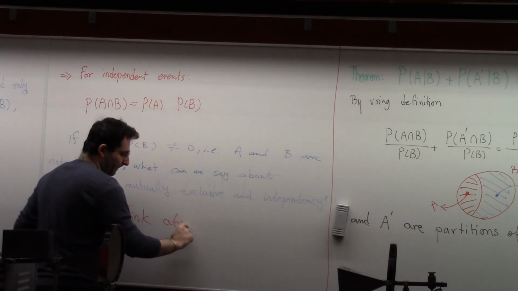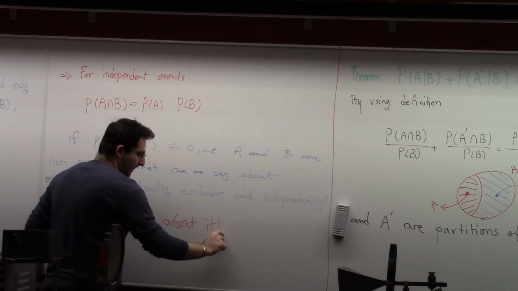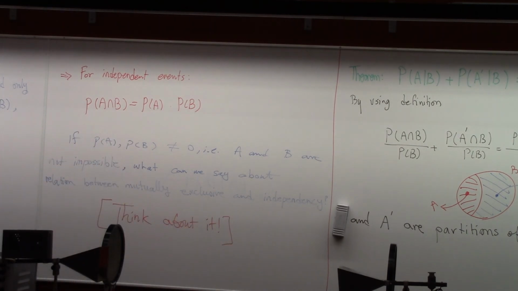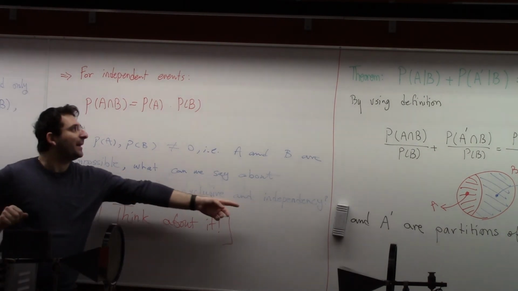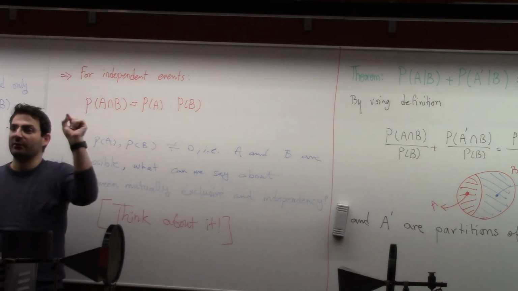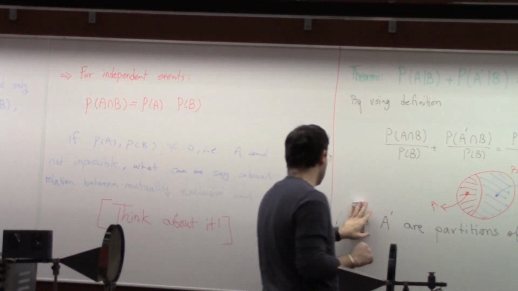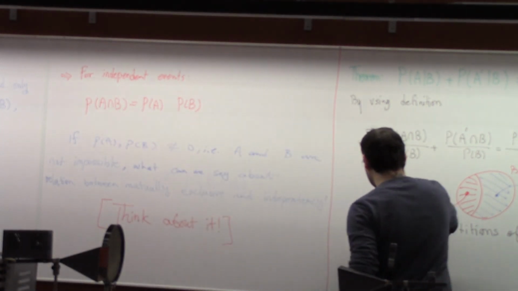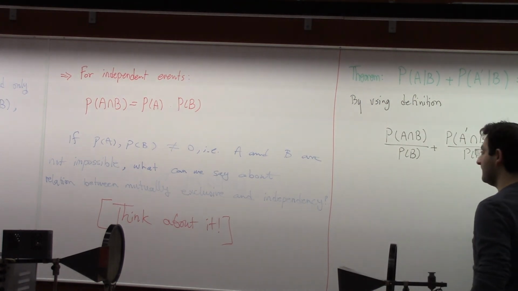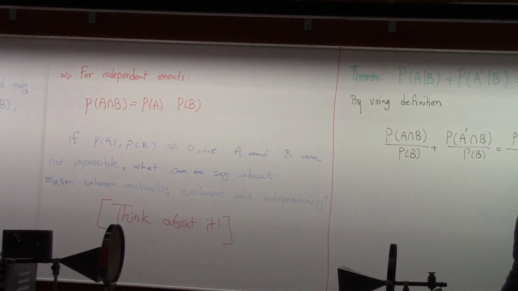Think about it. And one thing about teaching is that if there's a difficult question and I don't feel like answering it, I can always give it as homework, right? But remember, mutual exclusive means there is no intersection between them. Independency means this. Write these two down and then try to see what you can conclude for events which are not impossible. In other words, they are possible.